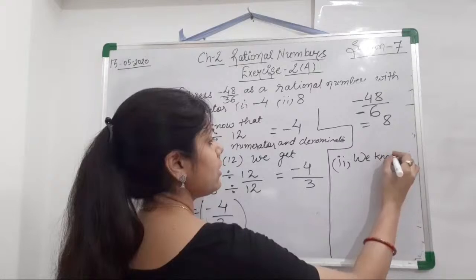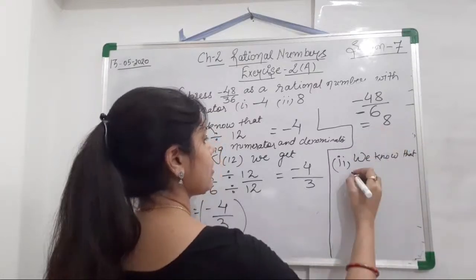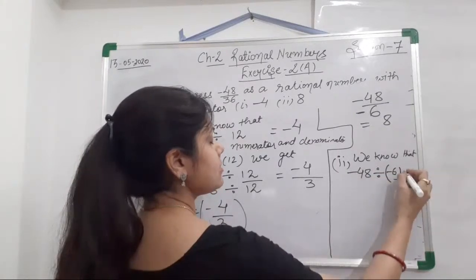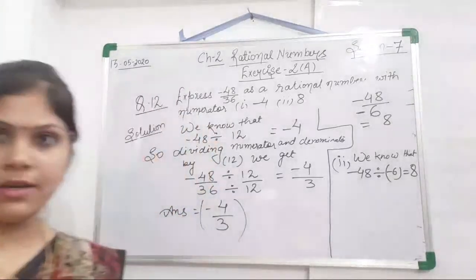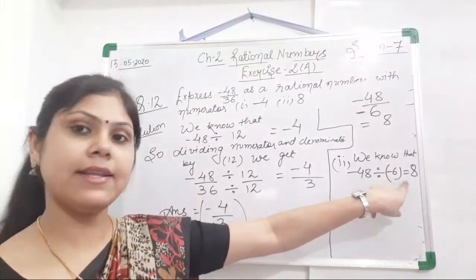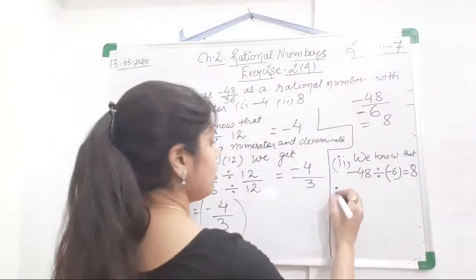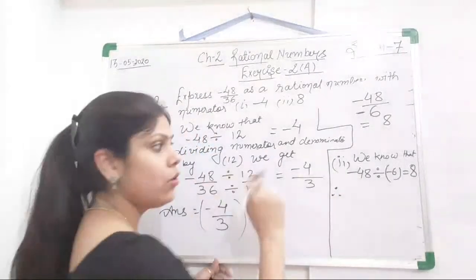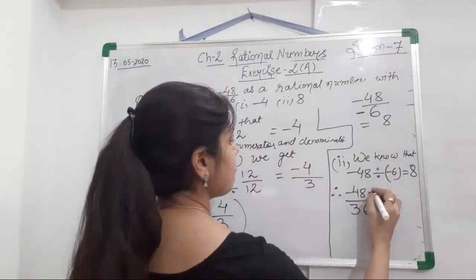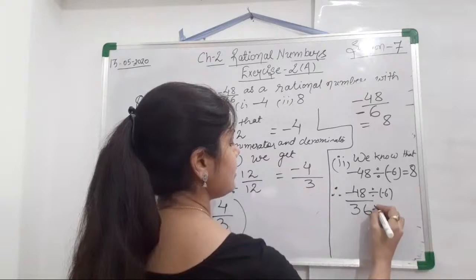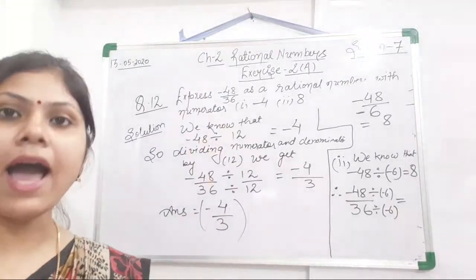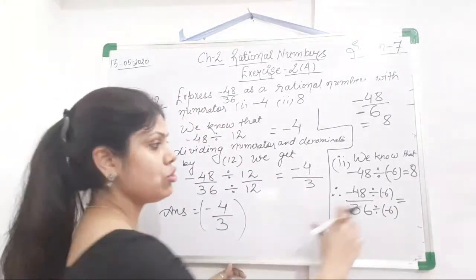We know that minus 48 divided by minus 6 is equal to 8. Is it clear? We know that minus 48 divided by minus 6 is equal to 8. Therefore, minus 48 upon 36, divided by minus 6, means dividing by minus 6 in the numerator as well as the denominator. So what will you get here?